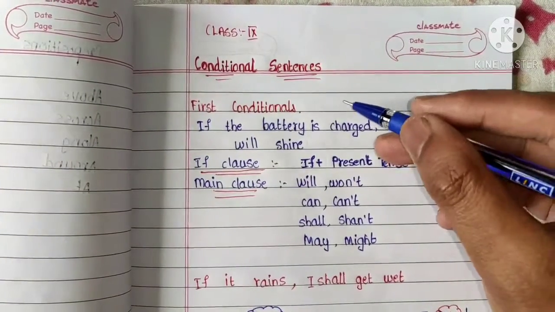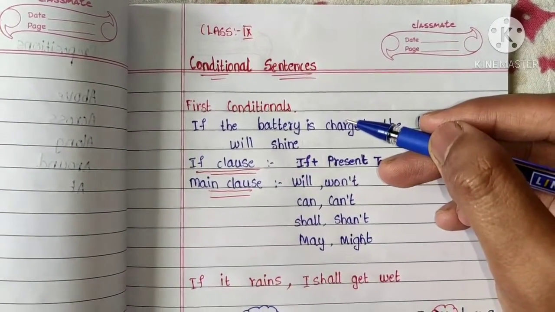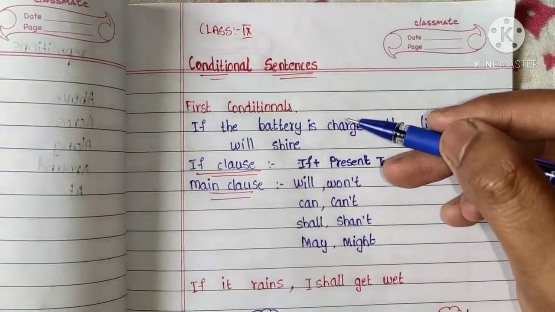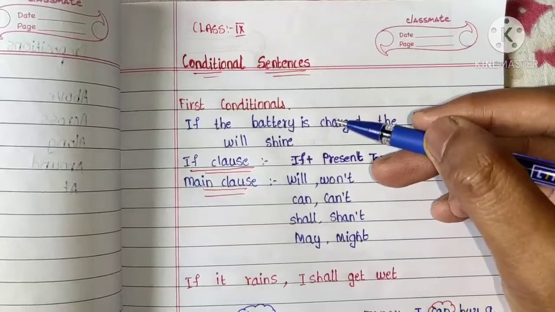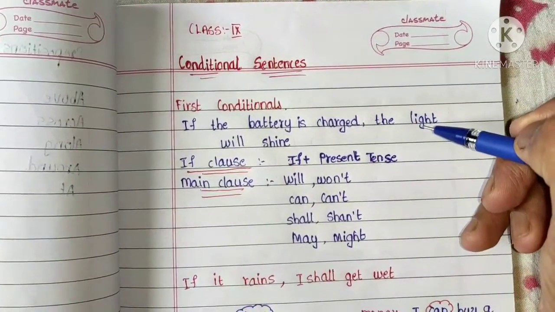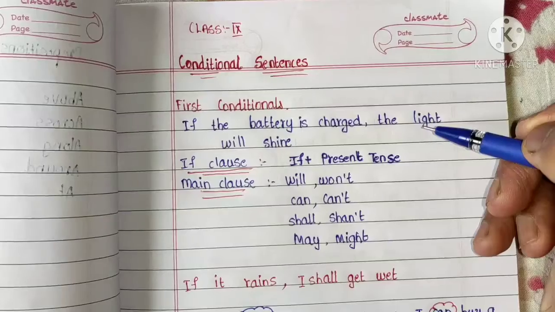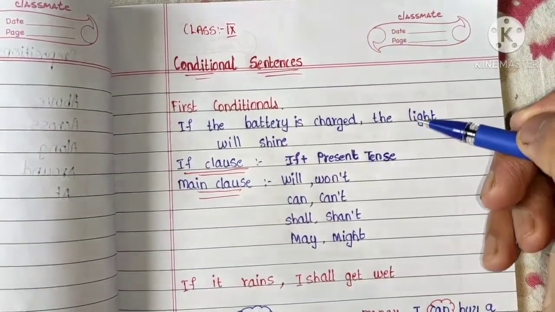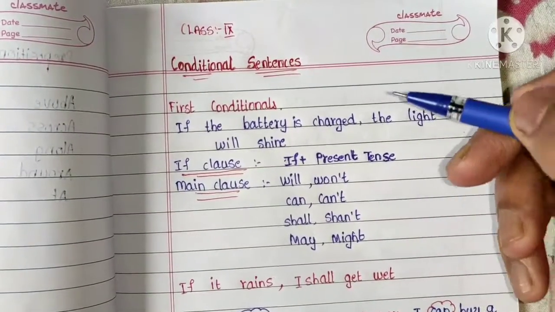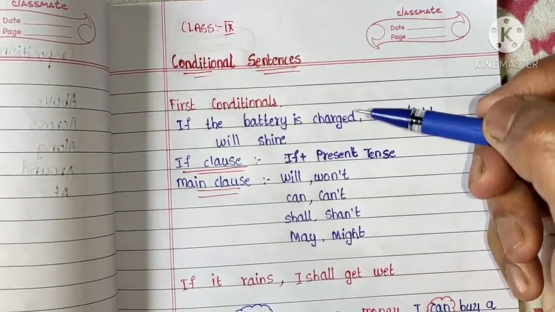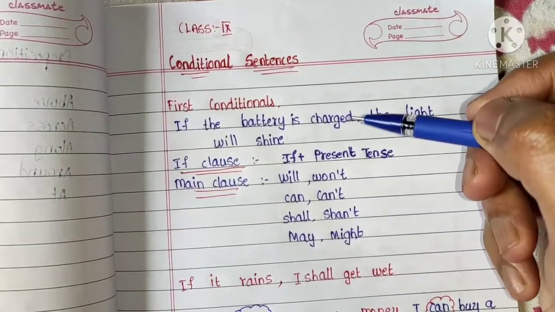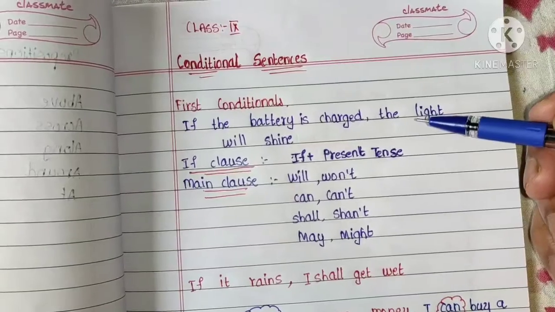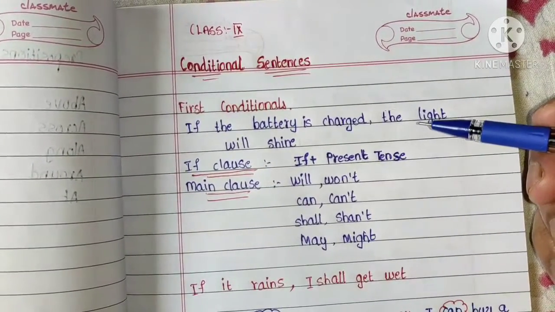What do you mean by conditional sentences? Conditional sentences are complex sentences where in the if clause there will be a condition, whereas in the main clause there will be a result. Simply, there will be two different sentences. In the first sentence, there will be a condition and the second one will be a result. That is what is known as a conditional sentence.